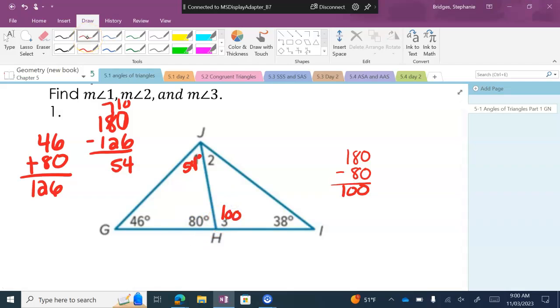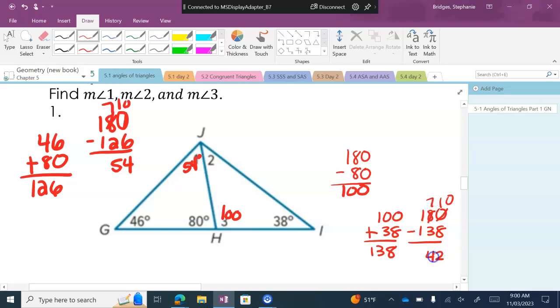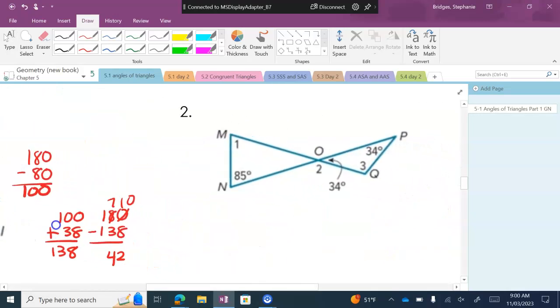And then what would I do to find angle 2? And then do what? And so that's going to give me 42. Is everybody okay with that? Yes, no, maybe? Yeah, okay.